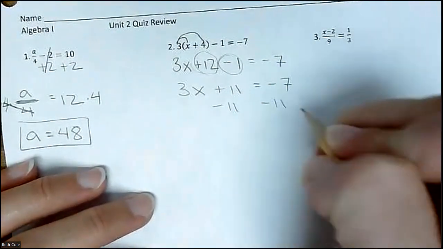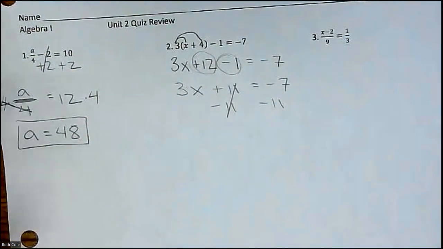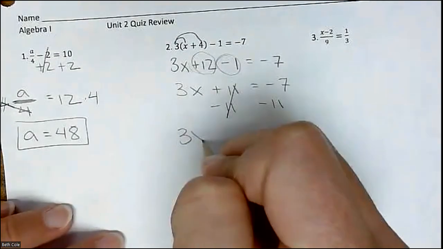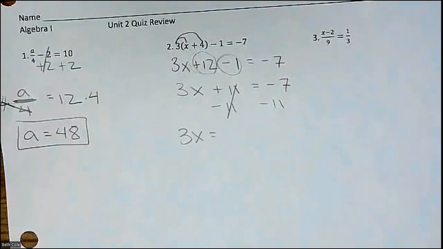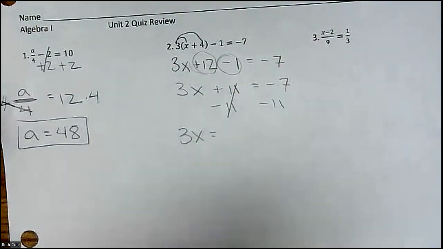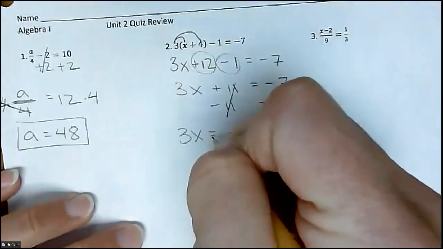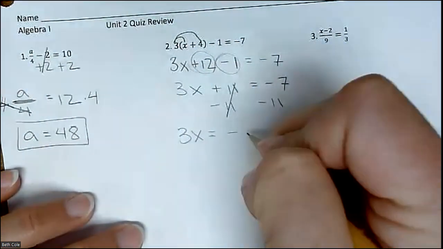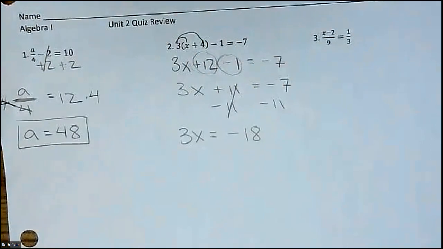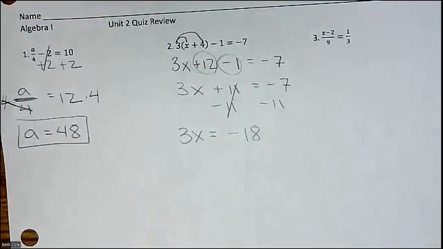Subtract 11. Perfect. Minus 11, minus 11. So 3x equals, now they're both negative, so -7 and -11 is -18. You can always use a calculator. Now, let me address that. If you were multiplying, then the negatives would cancel and it would be positive.